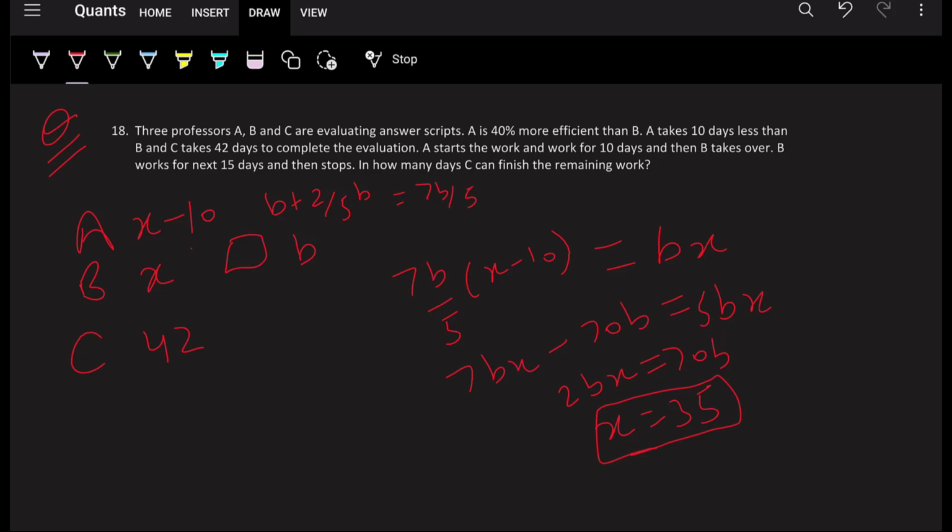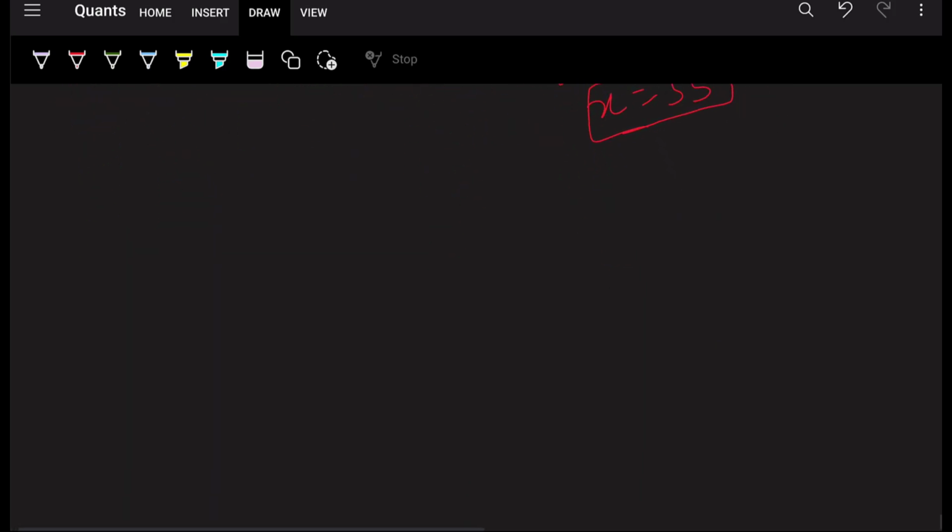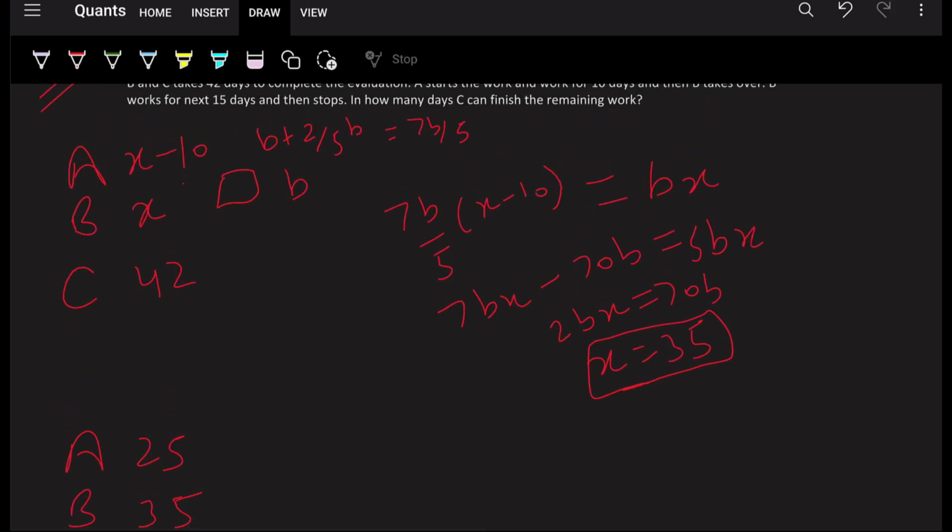So now I will make the table. A, B, C: x comes as 35, so A is 25, and C is 42. And we know the efficiency.